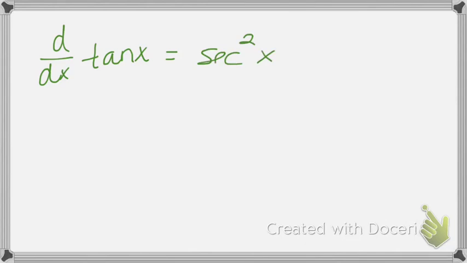Alright. The derivative of tangent, I think you already know. Or you should. We've talked about it several times. What is the derivative of tangent? We could change it to sine over cosine, and then we could do the quotient rule. You end up with 1 over cosine squared or secant squared. So you know that rule, but I just want to remind you of that rule. Okay?